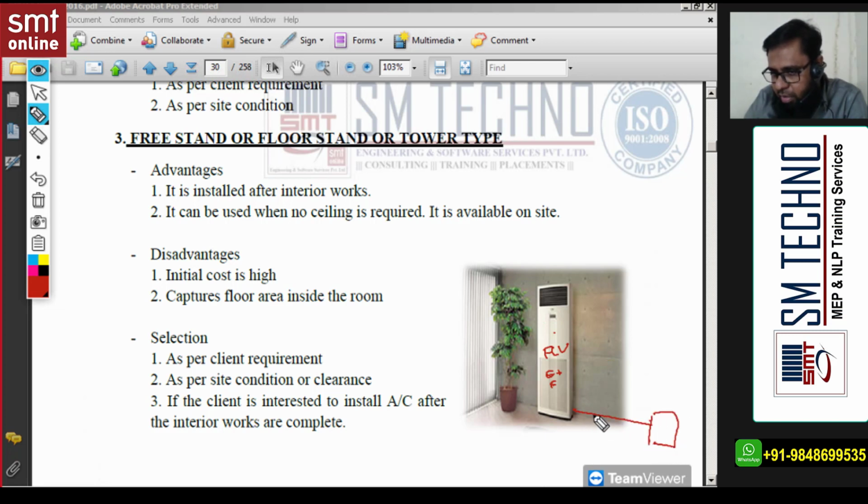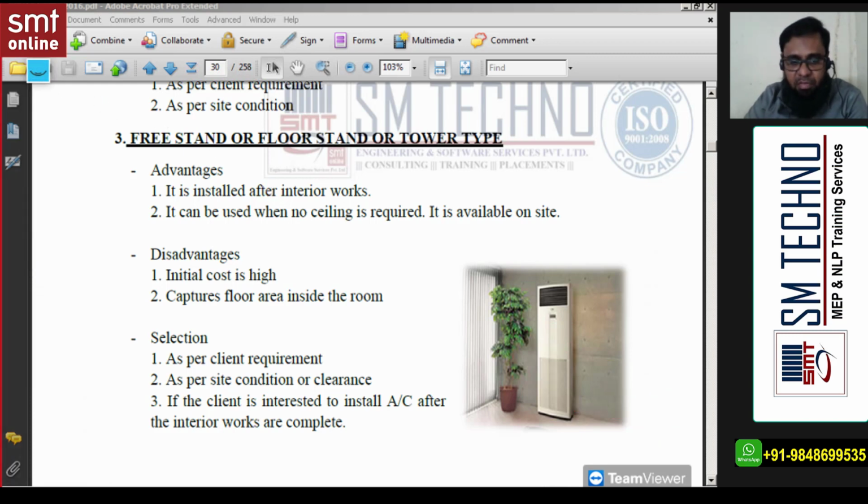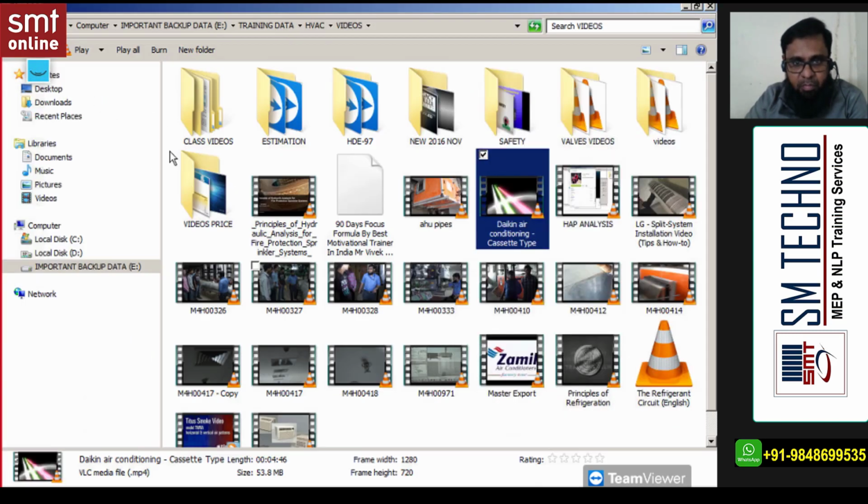So this is an indoor unit, and this indoor unit with the copper pipe will connect to the outdoor unit: suction line, liquid line, and one drain pipe with the U-trap. Same mechanism, only the shape of the indoor unit is different, a floor tower type. Sometimes you'll not find clearance on the wall, or even clearance on the false ceiling to install a cassette. I'll show you one image.